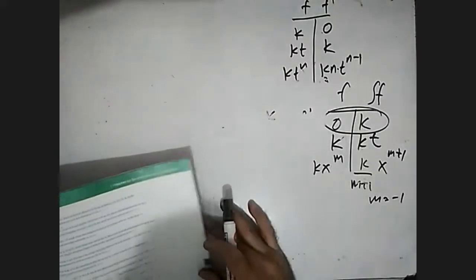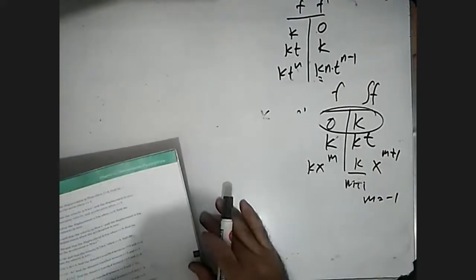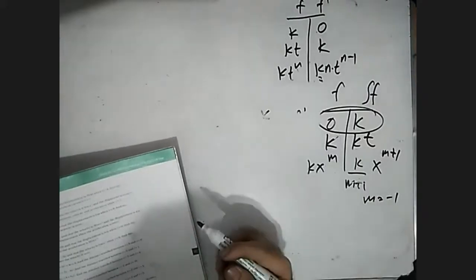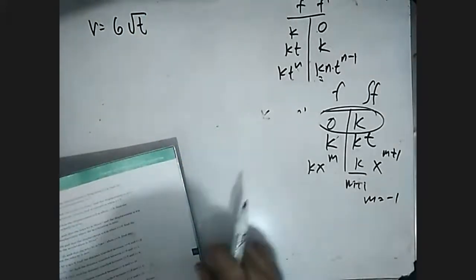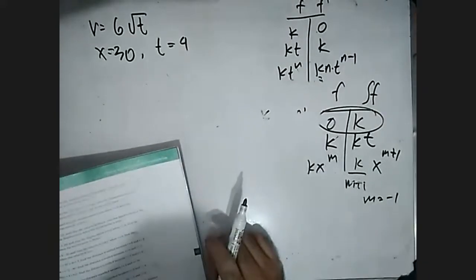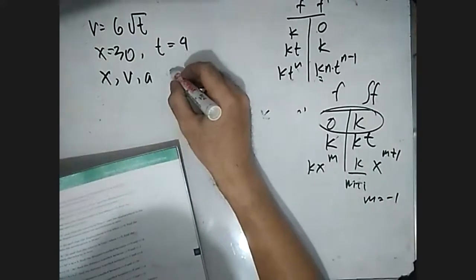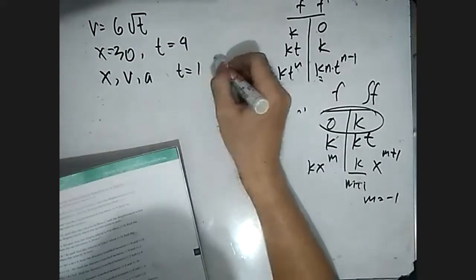Our textbook here is very good in that it already gives us some staged questions. The questions become increasingly difficult, and when we do the questions here, we get understanding with that. Now, we're going to something with a harder difficulty. V is 6 square root of t, and x is 30 when t is 4. Question: find the displacement, velocity, and acceleration when t equals 1.